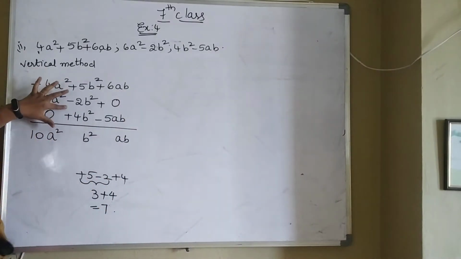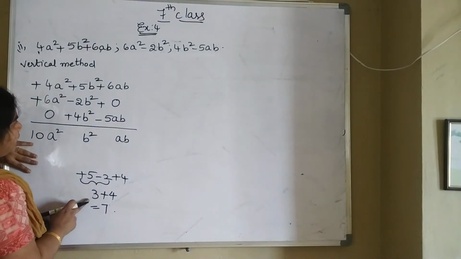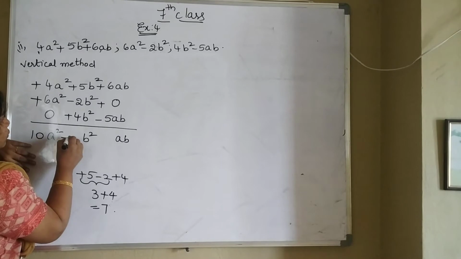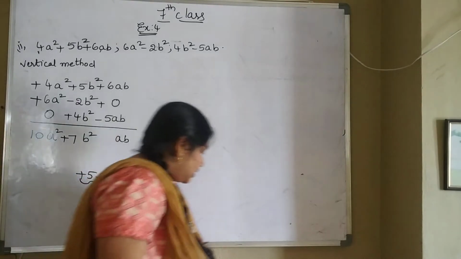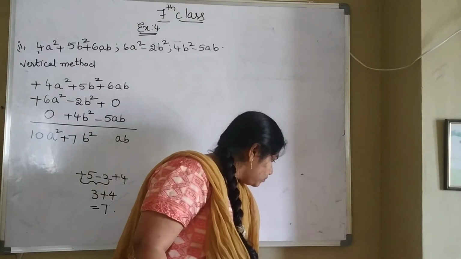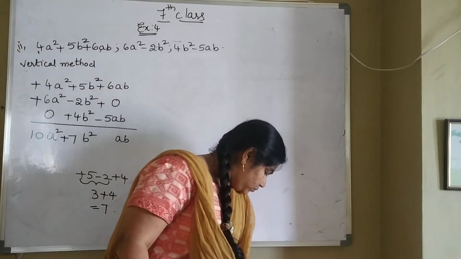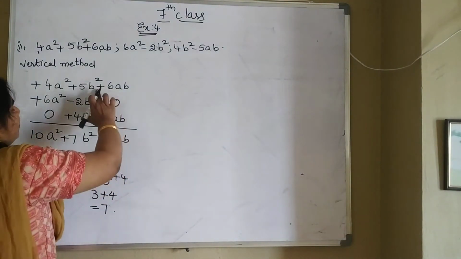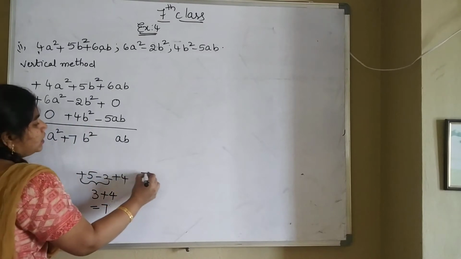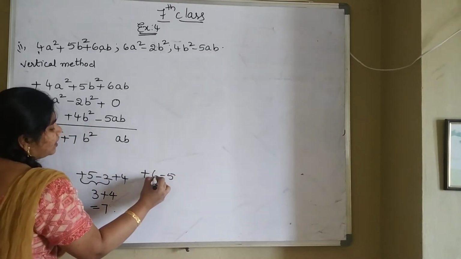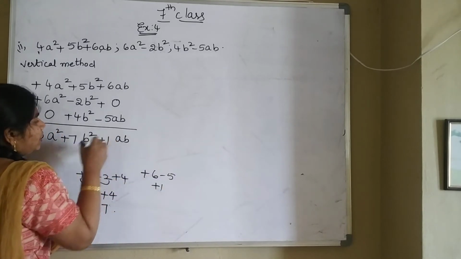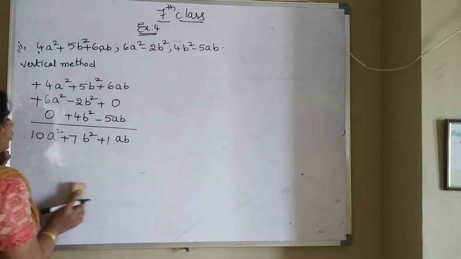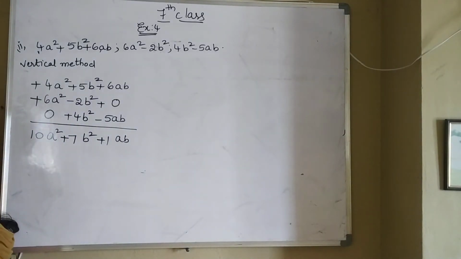So the result is plus 7b square. Next is 6ab minus 5ab. Plus 6 and minus 5. Plus 6 minus 5 is how much? That will be plus 1. So the result is 1ab. So you got 10a square plus 7b square plus 1ab.